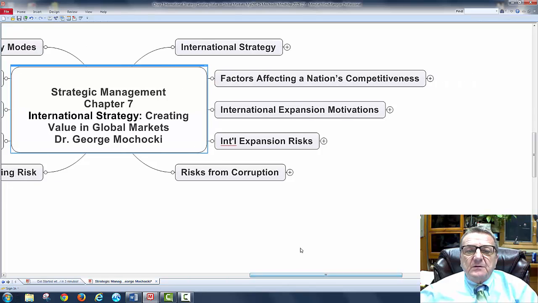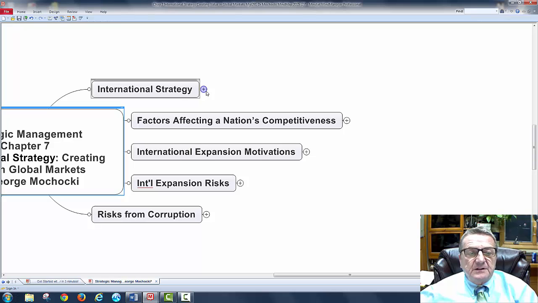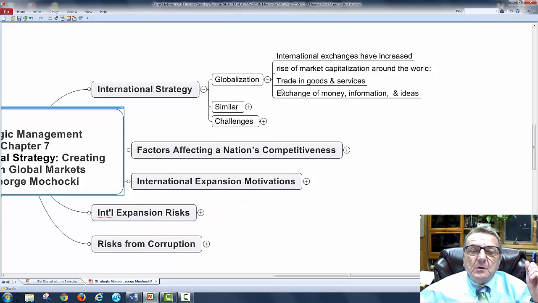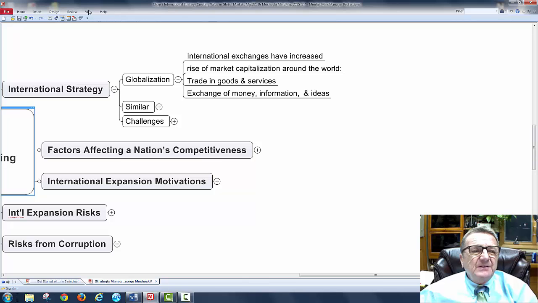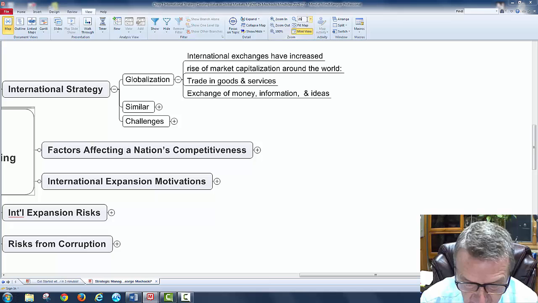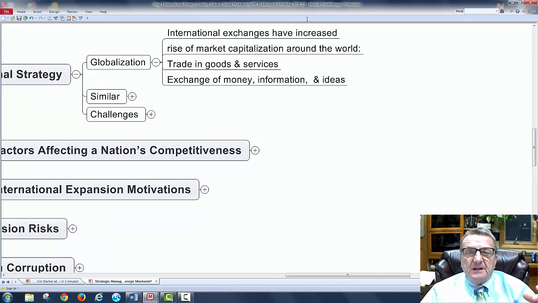Okay, so we're going to start off with international strategy. Now, if I look at international strategy, we've heard about globalization. So let's start with globalization. Globalization, basically, international exchanges. I'll move this over a little bit so you can see, and increase the zoom to 250. It seems a little easier to follow if you're looking on your smartphone. Remember, you can always expand and contract with the plus or the negative to make the screen smaller.